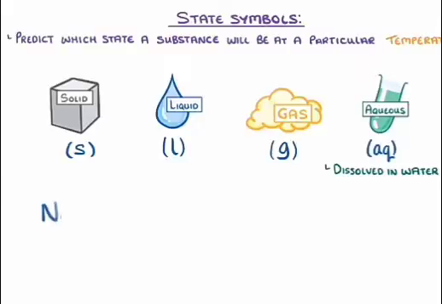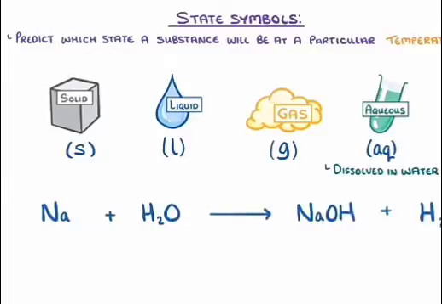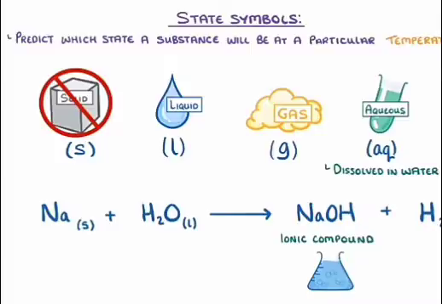For example, if we put some sodium in water, it would form sodium hydroxide and hydrogen. As sodium is a metal, it would be solid at room temperature, which we show by writing an S in brackets after the Na. And then we'd put an L after the H2O, to show that it's a liquid. The sodium hydroxide is a bit more difficult. It's basically an ionic compound that's dissolved in the water. So it's no longer a solid, but it's also not a pure liquid. So instead we call it aqueous and write AQ. Then finally the hydrogen will be given off as a gas, which we show with a G.